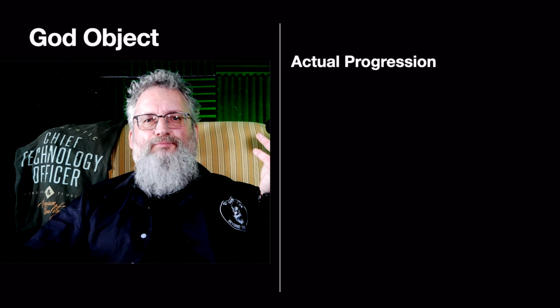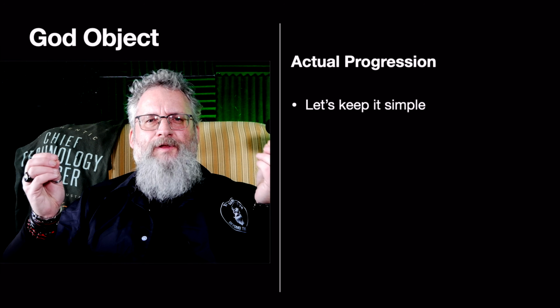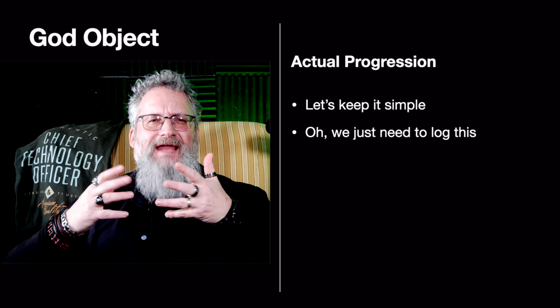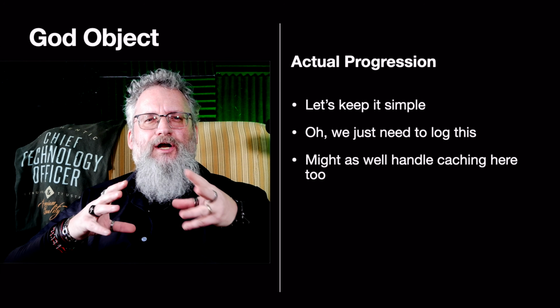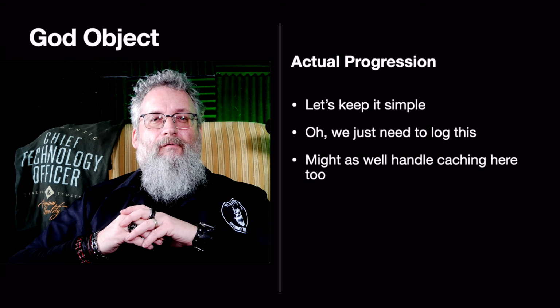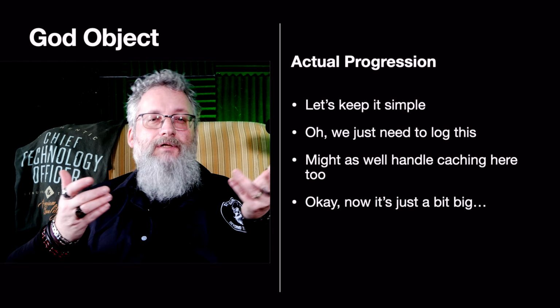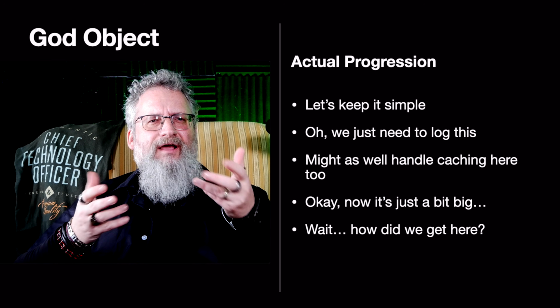Here's the actual progression. Number 1, let's keep it simple. One class to rule them all. Number 2, we just need to log this. No harm in adding one method, right? Number 3, might as well handle caching here too. It's already touching everything. Why not? Number 4, okay, now it's just a bit big, but breaking it apart seems like more work. Number 5, wait. How did we get here? Now you're debugging a 4,000 line monster, and every change is a potential codebase extinction event.